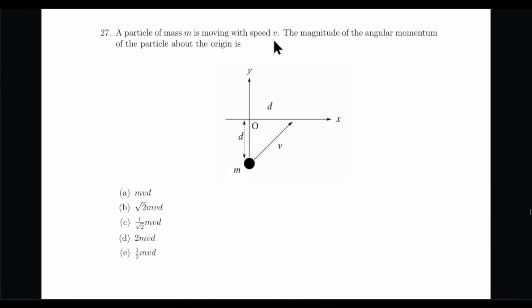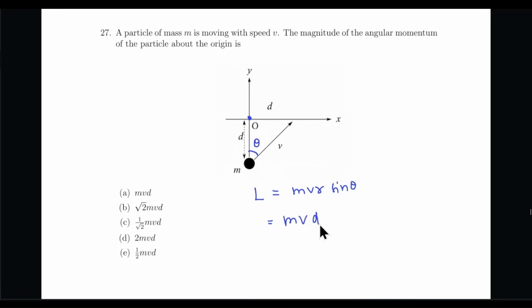A particle of mass m moving with velocity v, find the magnitude of angular momentum about the origin. This is honestly the same type of question that we did, because its radius is given as d over here, and we need to figure out what this theta is, right? So the angular momentum is going to be mvr sine theta. M is m, v is v. We need to find the angular momentum about the origin.